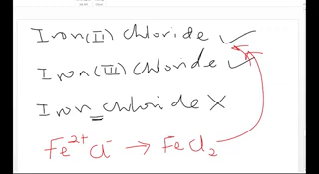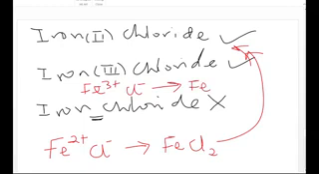But if it is iron 3 chloride, that will be Fe with a charge of 3 plus, then Cl negative, so this one will give me FeCl3. This is iron 3 chloride. You can see what I mean.